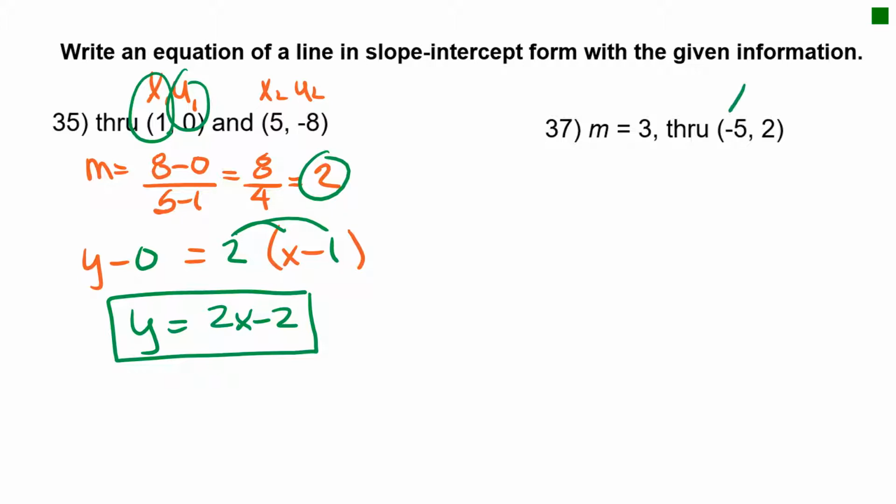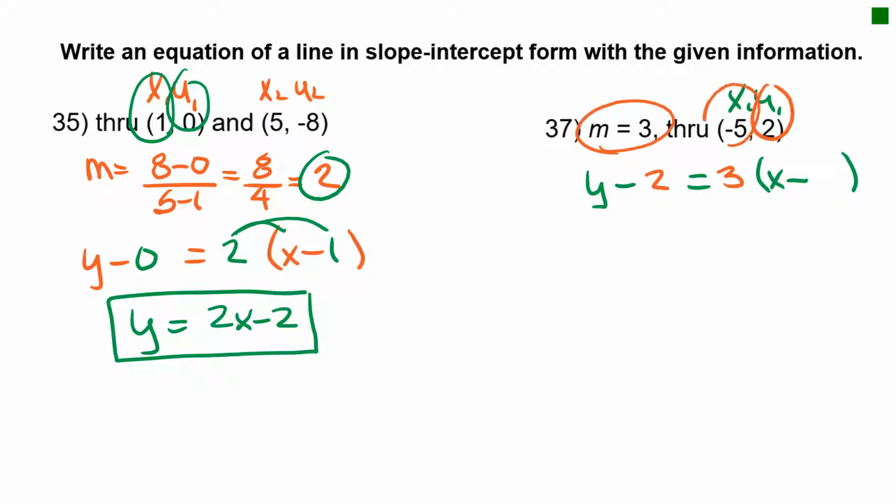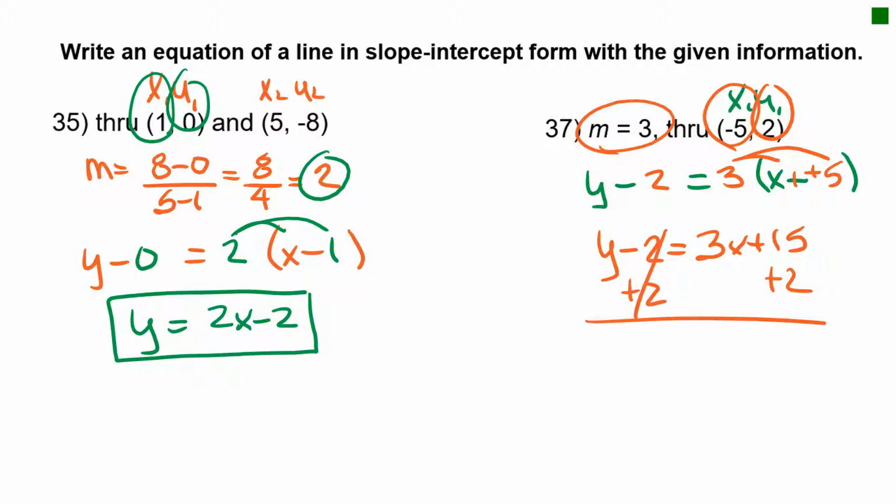Okay, this one they gave me the slope, so I'm just going to y minus equals parentheses x minus parentheses, and we're filling it in. Grab y1, 2. Grab the slope, 3. Grab x1, -5. Don't forget, a minus negative becomes a plus positive. So I have y minus 2 equals, we're going to distribute 3x plus 15. I need to get rid of that minus 2. So I've got y equals 3x plus 17.